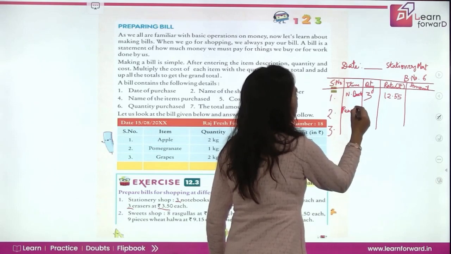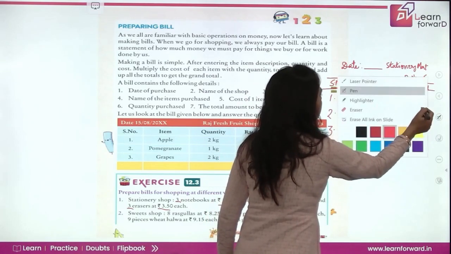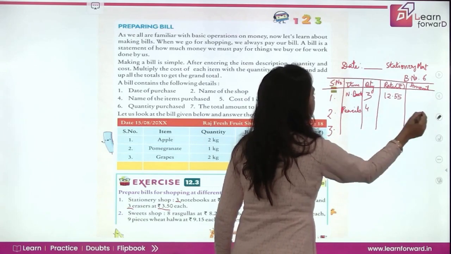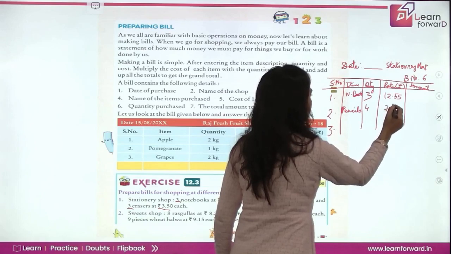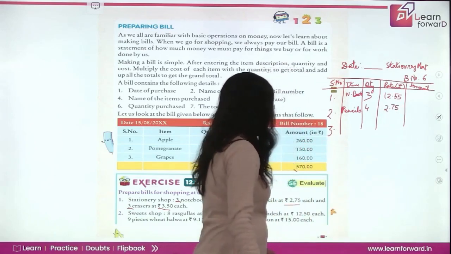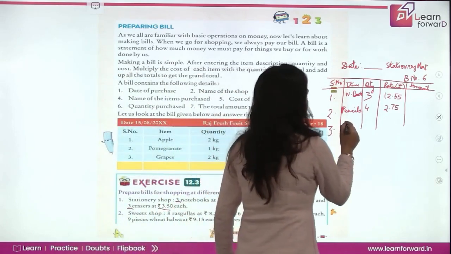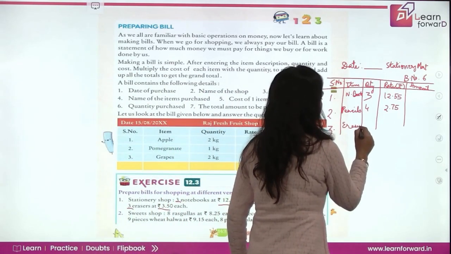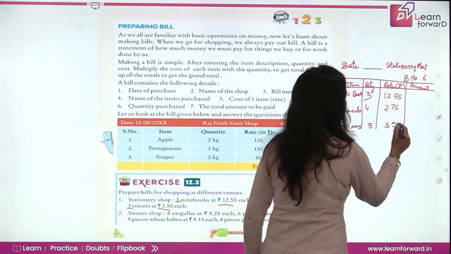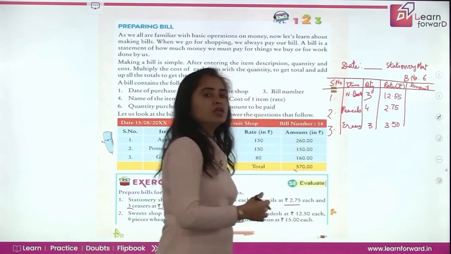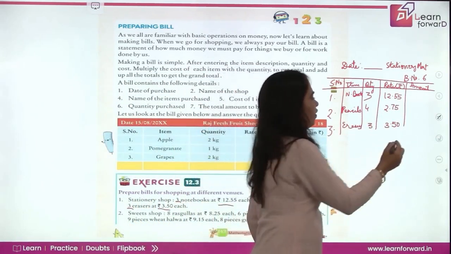How many? 4 at the rate of rupees 2.75. Rupees is already mentioned there at the top, so we will not write that again. 2.75. And finally 3 erasers. Erasers 3 at the rate of rupees 3.50 each. Now you will just multiply them, write down the answers here, and then you will find the total.